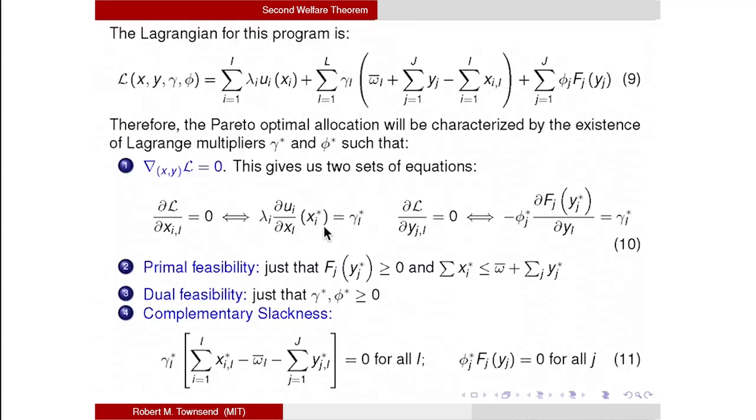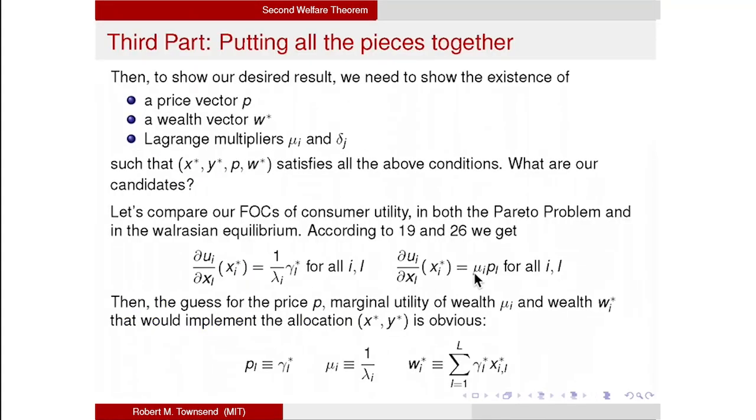All I did was divide by lambda I and put it on the right-hand side. That was part of the necessary and sufficient conditions for the Pareto problem. That's this. So we're given this, and we want to find Lagrange multipliers mu and prices P so as to satisfy this optimizing first order condition for household I in the competitive equilibrium with transfers. Now, what would you guess? Well, this is true and we want this.